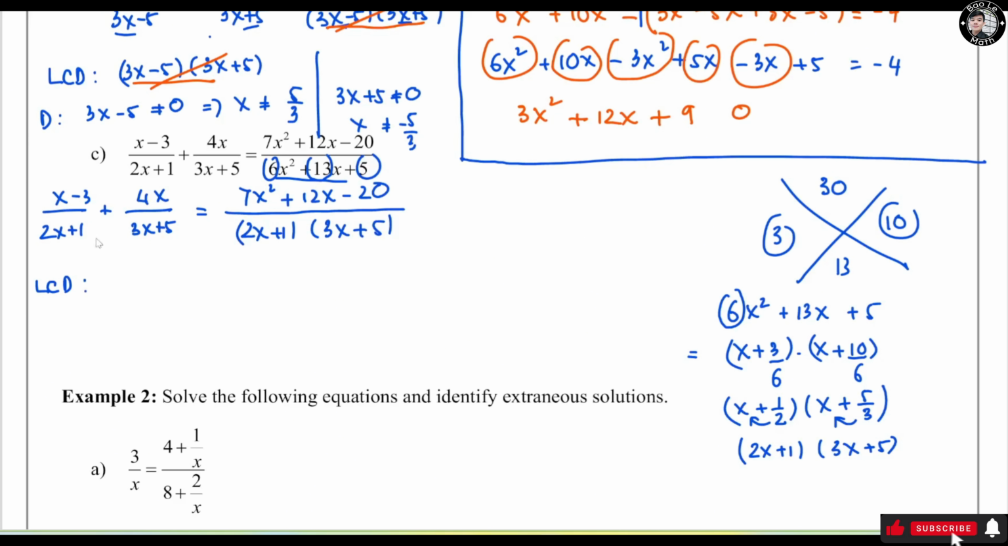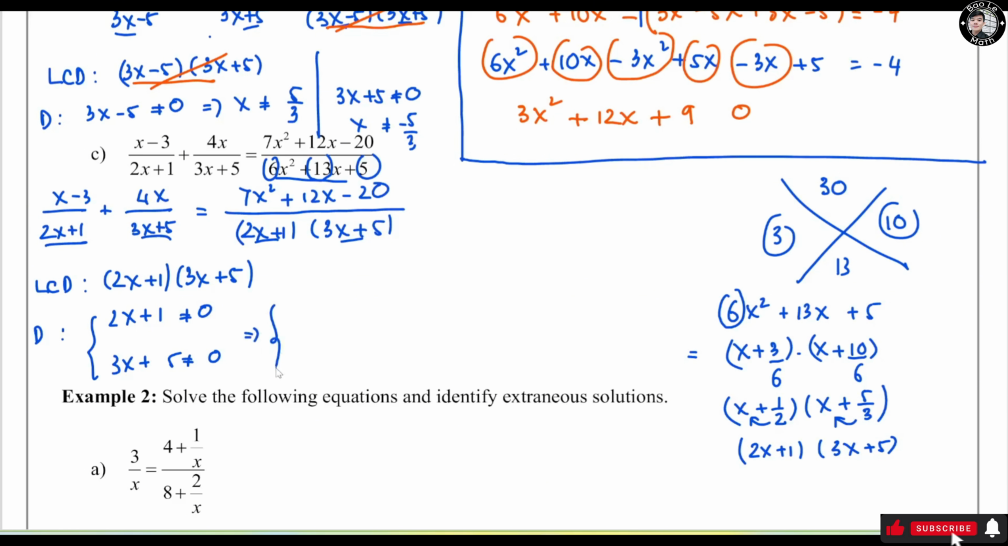Alright, so we look at this one, we have the factor right here. This guy appears one time, so it could be 2x plus 1. This guy appears one time, so it could be 3x plus 5. This is the LCD. Now we need to find the domain. So we just let 2x plus 1 not equal to 0 and 3x plus 5 not equal to 0.